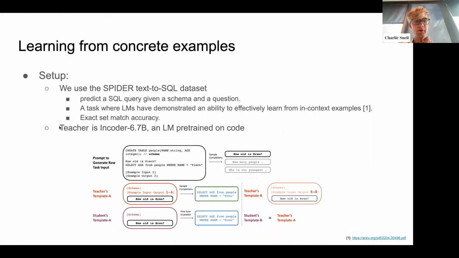For the base language model in these experiments, we use a Codex, 6.7 billion parameter language model pre-trained on code. The reason is it's generating SQL queries, so we want a model that's good at working with code.